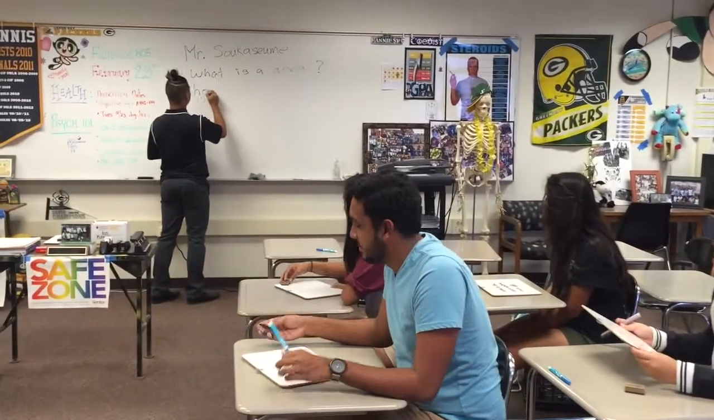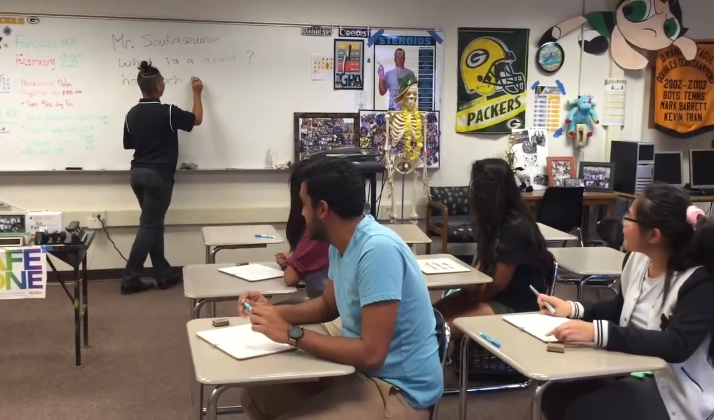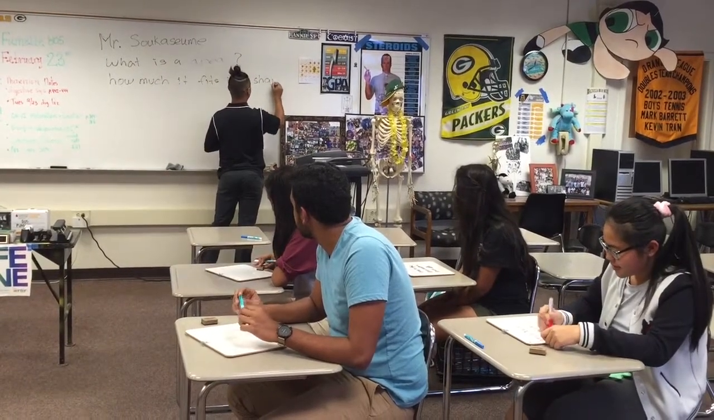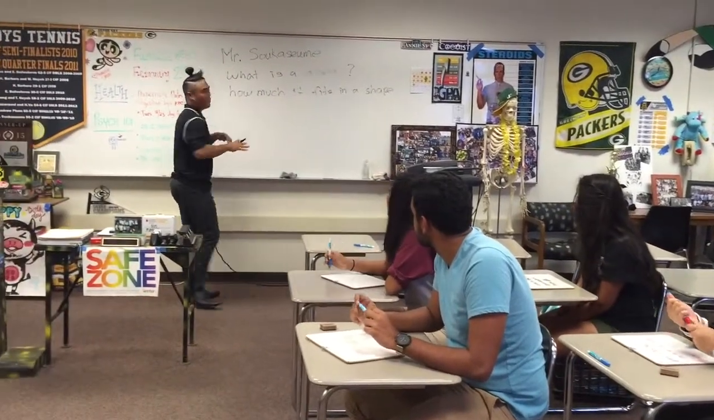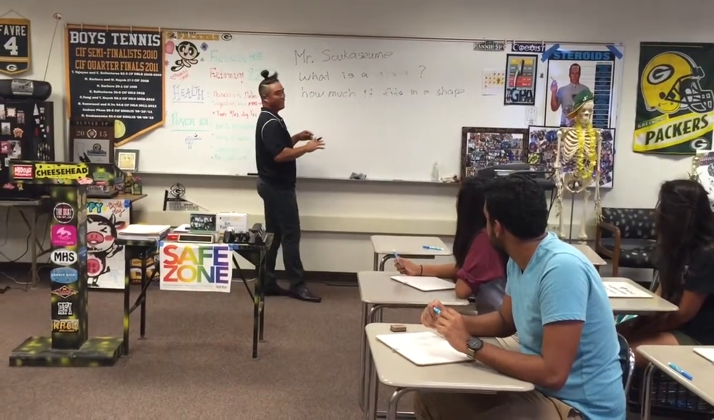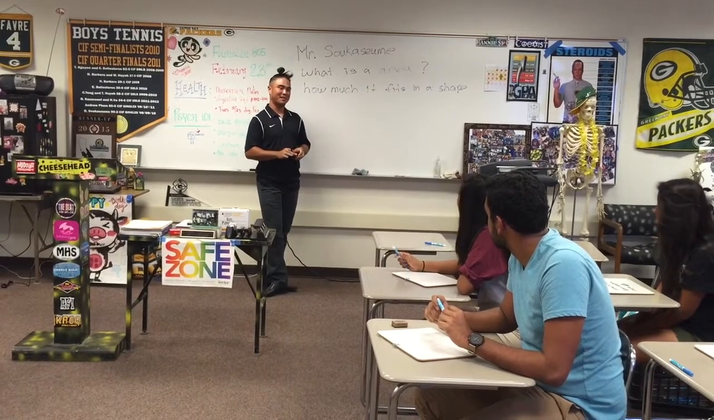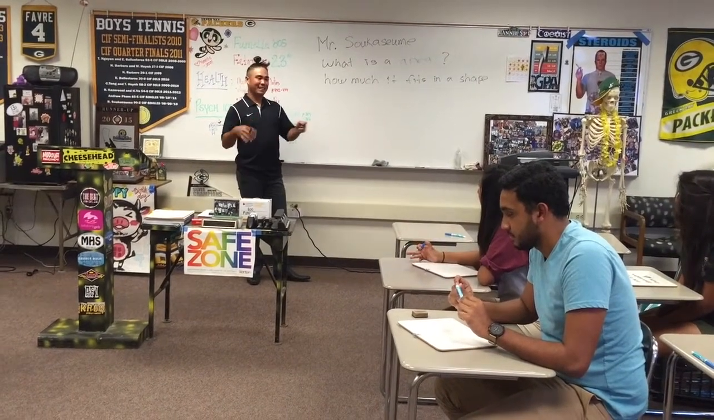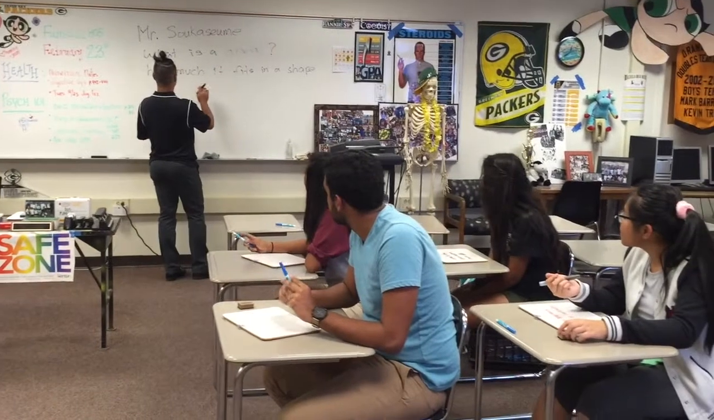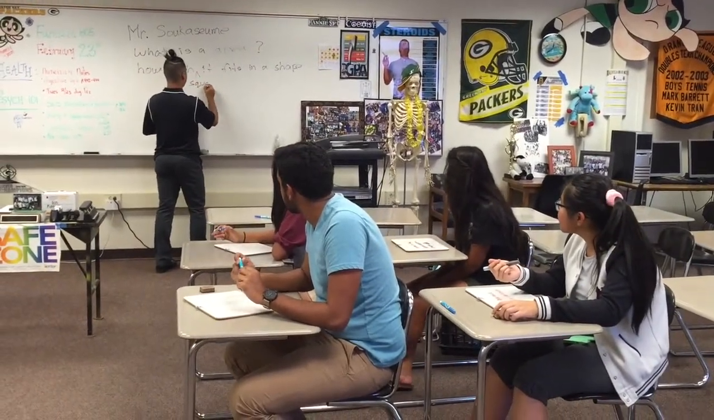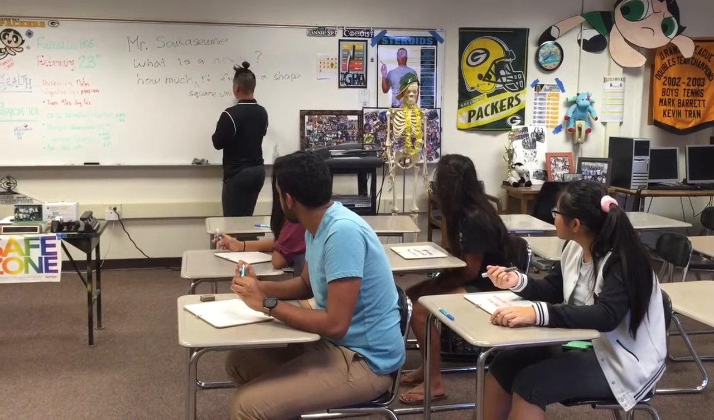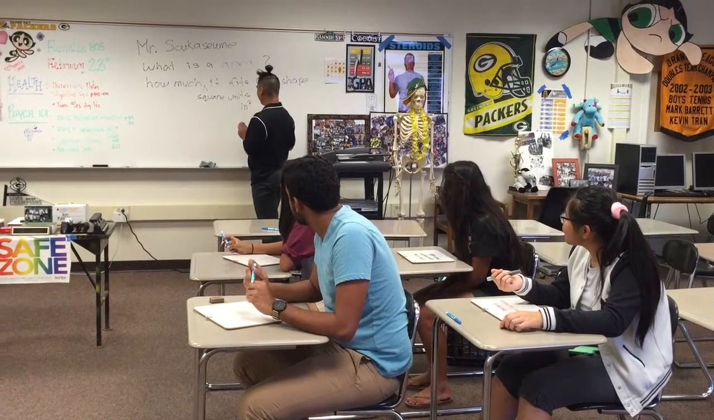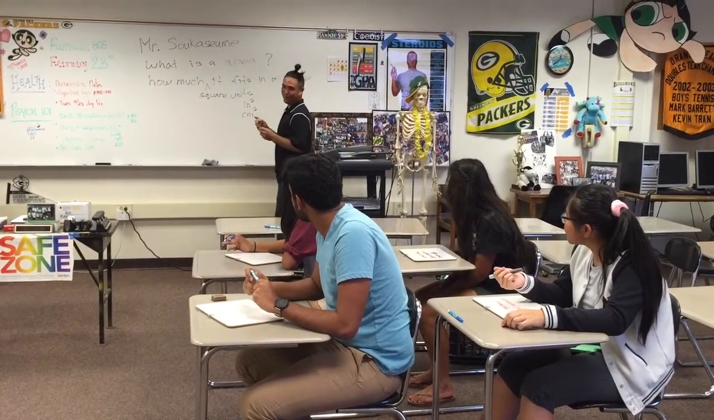Okay. How much it fits in a shape? That is good, but to be more specific and exact, it is how many square units are in a shape. Does that make sense? So there could be different units like centimeters, inches, etc. So how many square units are in a shape? So inches squared, centimeters squared. Is everybody familiar with that?